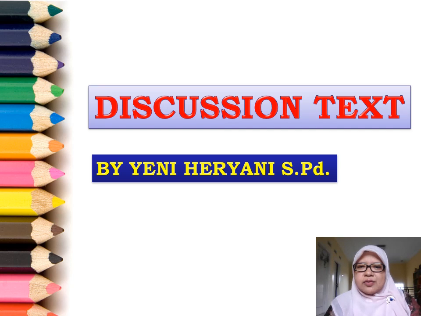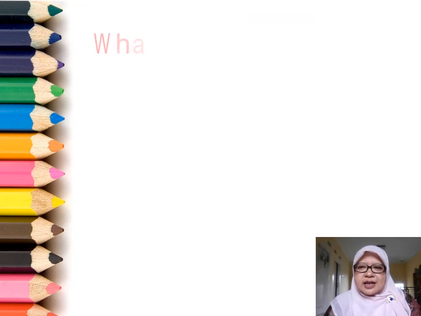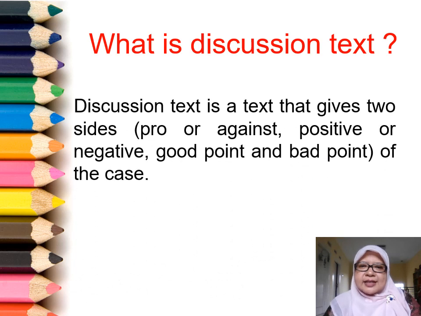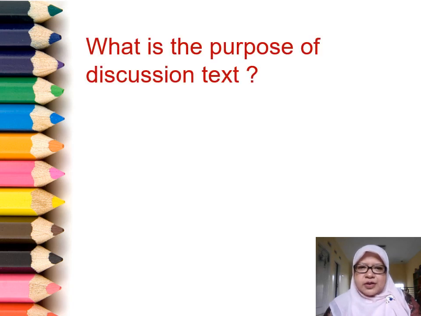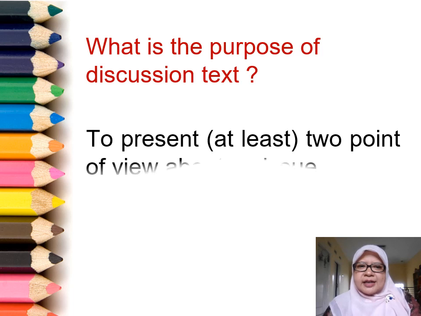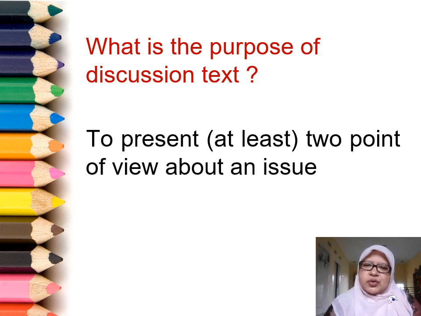Okay, what is the discussion text? A discussion text is a text that gives two sides, pro or against, positive or negative, good point and bad point of the case. What is the purpose of the discussion text? To present at least two points of view about an issue.